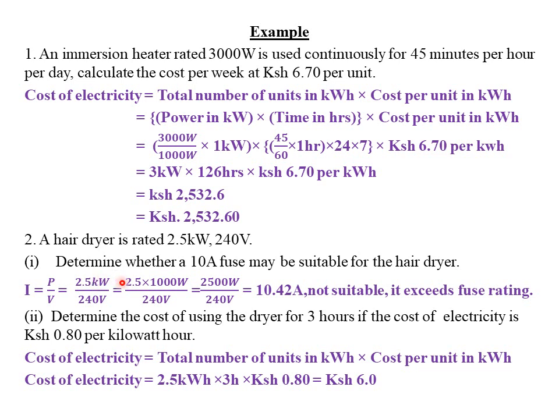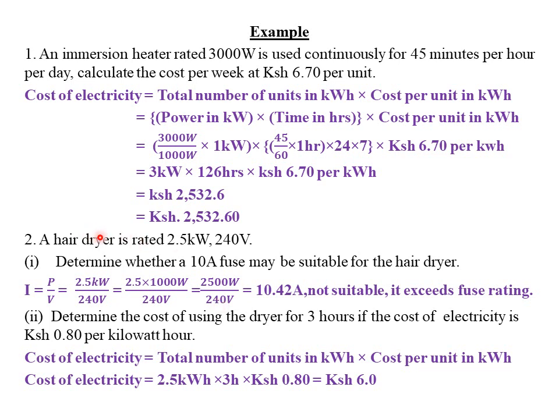So we know that 1000 watt is equal to 1 kilowatt. What about 2.5 kilowatt? So that will be 2.5 kilowatt over 1 kilowatt multiplied by 1000 watts. This is to convert the power into the SI units, which are the watts. Then of course, the voltage is already in its SI unit, the volt, which is 240 volts. So if you take 2.5 multiplied by 1000, we get the power in SI unit as 2500 watt divided by the voltage, which is 240 volts.